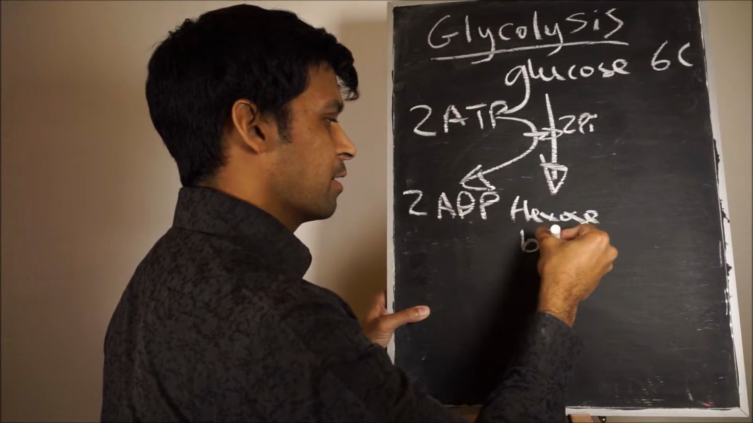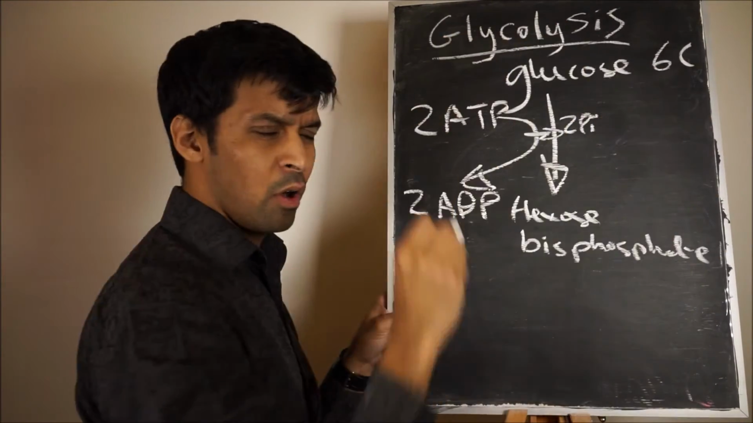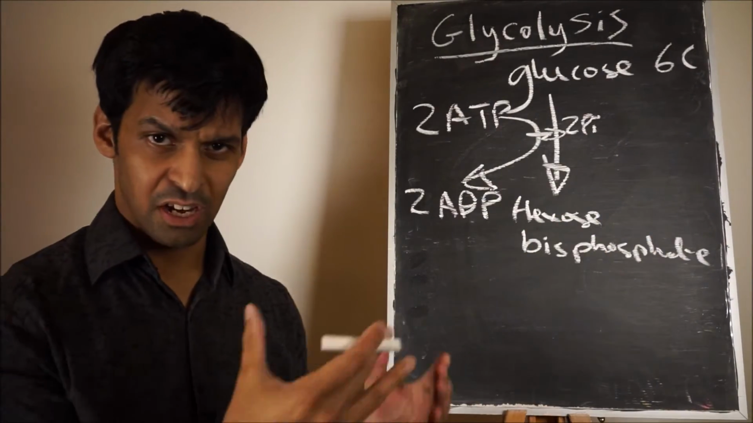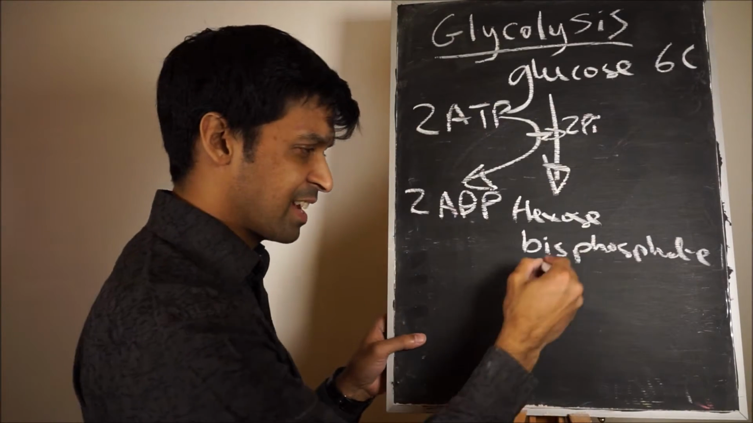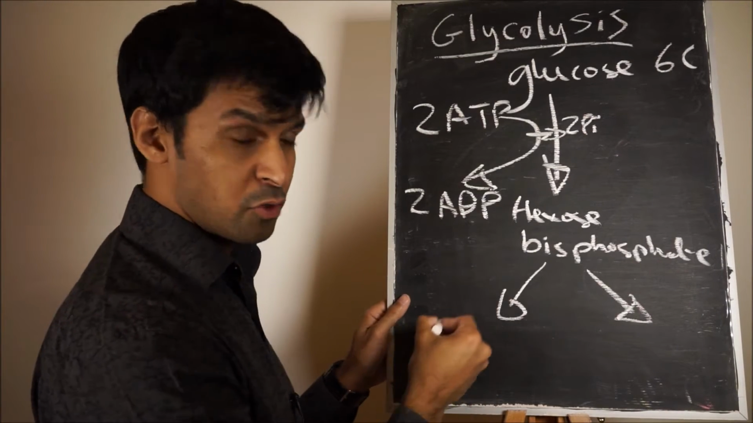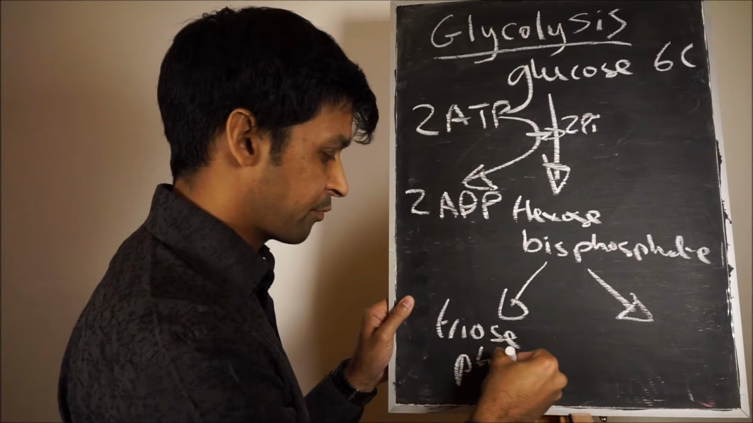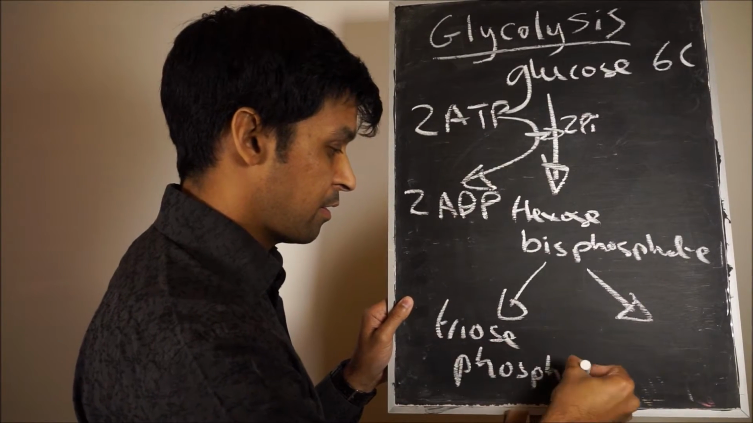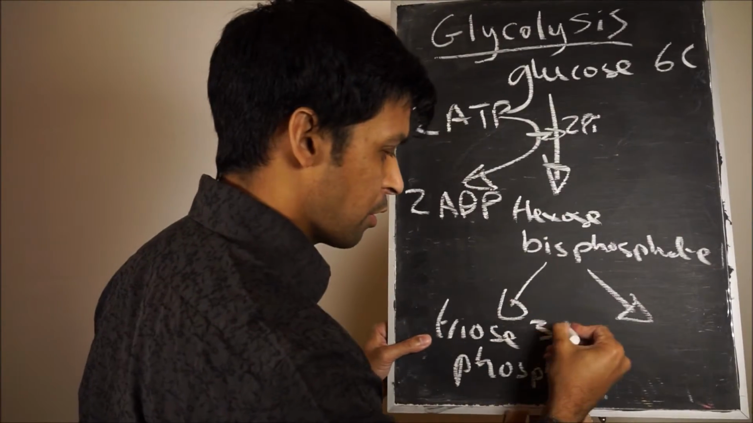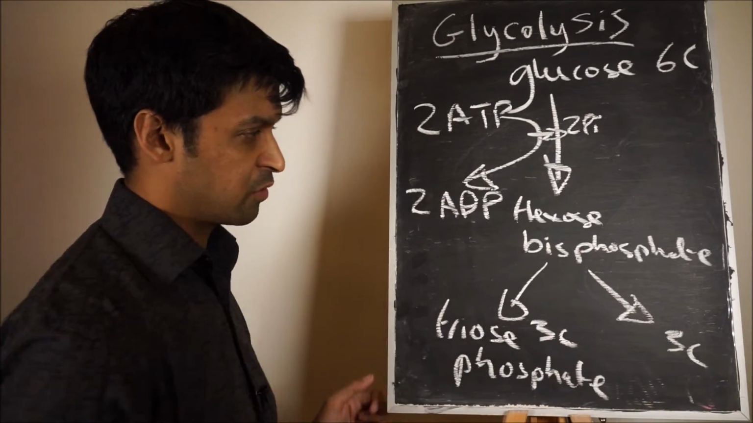Hexose bisphosphate. Now, depending on what curriculum you're looking at, sometimes they won't mention this and they'll tell you the bit which comes after, because this gets hydrolyzed and it forms 2 molecules of triose phosphate. Triose meaning it's now 2 3-carbon molecules. Okay, so you've got triose phosphate here, triose phosphate there.